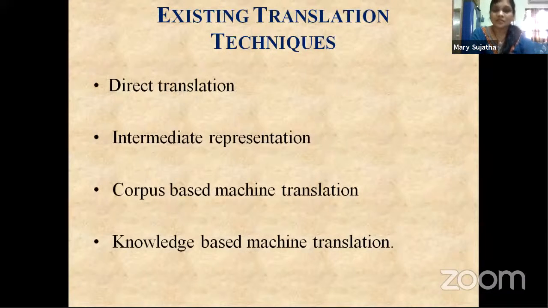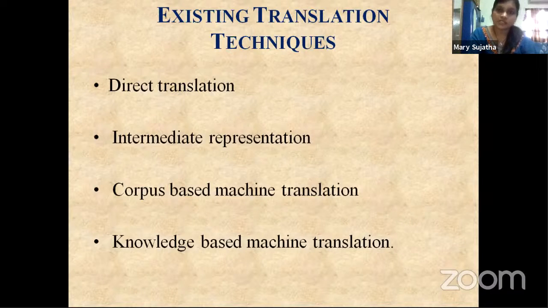So what are the present techniques which are available? There are many techniques available from past days till now. Based on all the available techniques, the existing techniques are broadly classified into four levels: direct translation, intermediate representation, corpus-based machine translation, and knowledge-based machine translation. As part of direct translation, word-to-word translation takes place with the help of dictionary lookup.